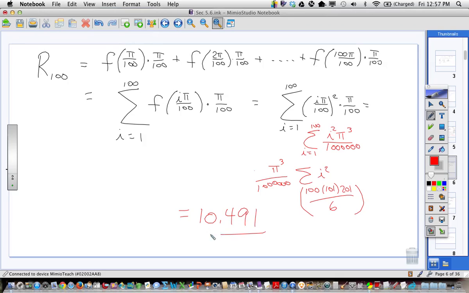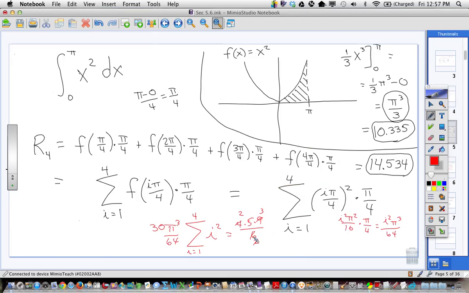Is that good? What is that number again? The area of 100 right rectangles. What was our actual area? 10.335. So that's pretty good. A little big, and we'd expect right rectangles to be a little big. Right rectangles would be a little bit over on that particular graph.